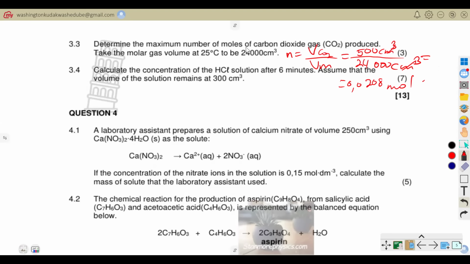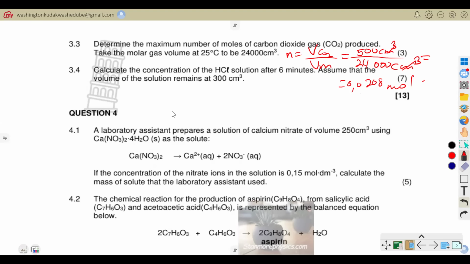So that was the total number of moles of carbon dioxide produced, since this is the volume that is being produced. And they are telling you to take the molar gas volume at 25 degrees Celsius to be this. So you know that if you are producing this volume and this is your molar volume, to find the number of moles you divide this by the volume per unit mole. So this is the volume per mole of gas.